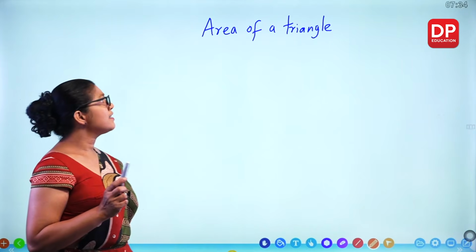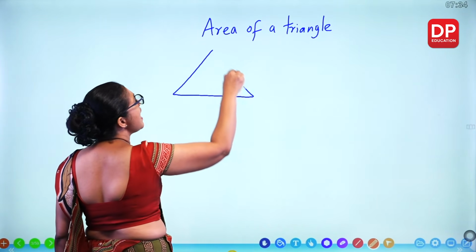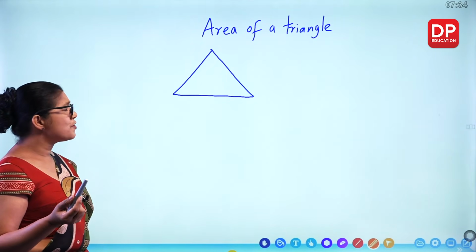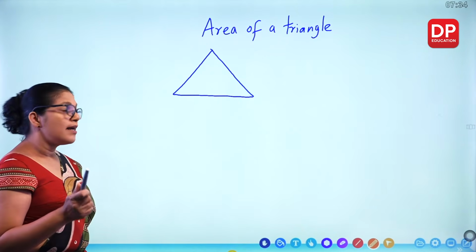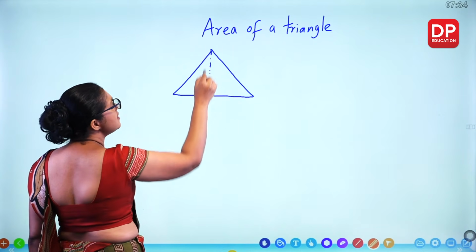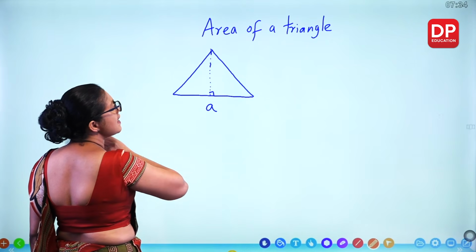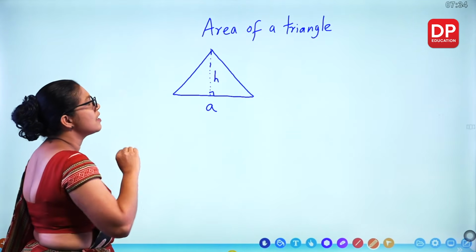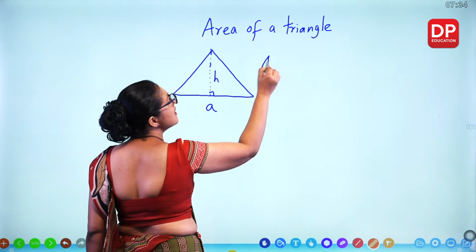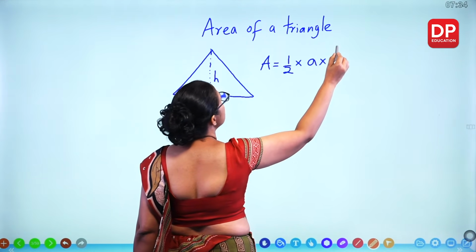Now we need to look at the area of a triangle. Now we'll take a triangle. You can take any triangle, acute angle or right angle triangle or even obtuse angle triangle. For any triangle, if we know the altitude or perpendicular height to one base, if this is A and this is H, how can we find the area? Area is half times base times the altitude.